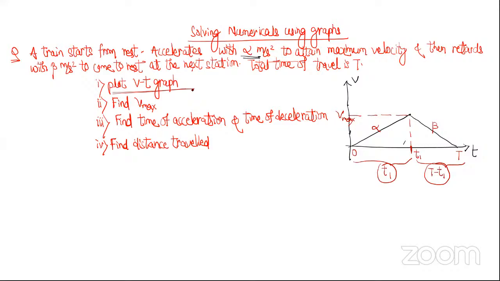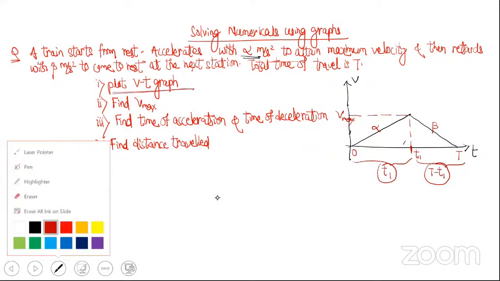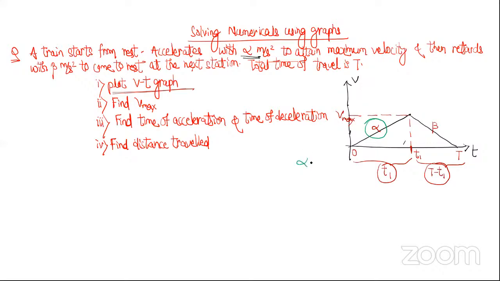देखो, अब मैं ग्राफ से कैसे इक्वेशन लिखूंगा? देखो, see here acceleration is alpha. That means alpha is slope of that line. So slope of that line, how much it is? Vmax by t1, isn't it? आ गया इक्वेशन? तो इधर से Vmax को क्या लिख सकते हैं? इधर से Vmax को लिख सकते हैं अल्फा t1. ये है वन इक्वेशन.